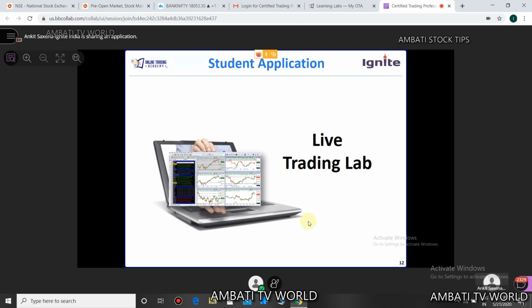What is the percentage of novice buyers in the market? Renuka ji, 95%, 95 to 98%. How to identify demand and supply zone? Sumanta ji, that will come up in the coming sessions. Only 3 to 5% in Indian markets are educated.